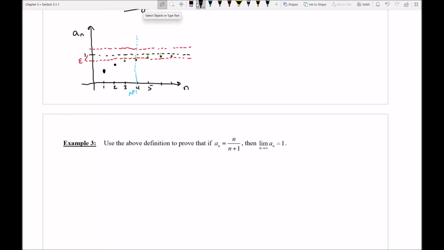So let's go ahead and take a look here at example number 3 to actually try to prove that this sequence here does indeed have a limit of 1. Now again, I can think about what this means in terms of my picture. If you're going to say the limit's 1, that means each of these black dots will continually and endlessly get closer and closer and closer to the value of 1.